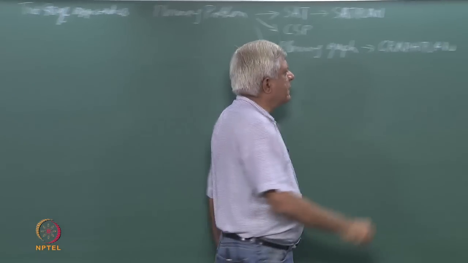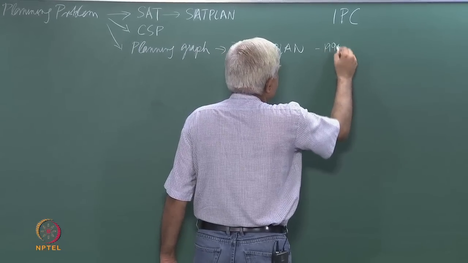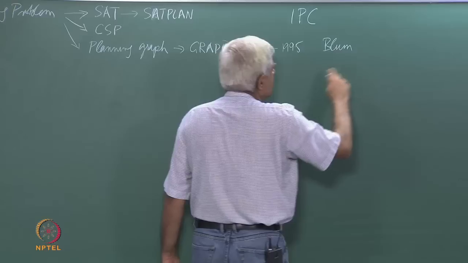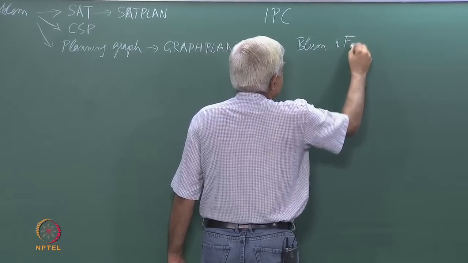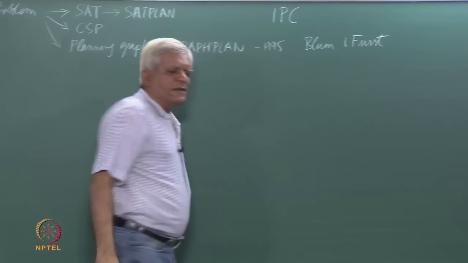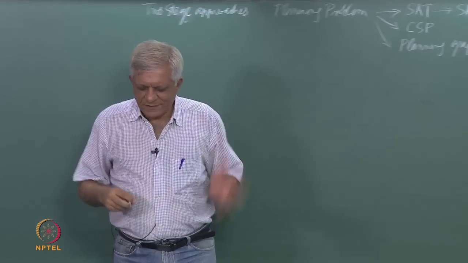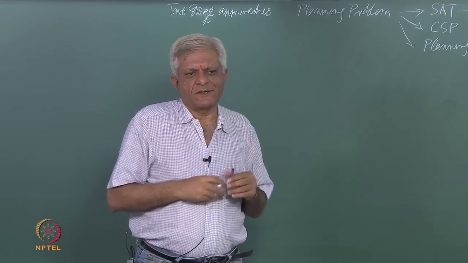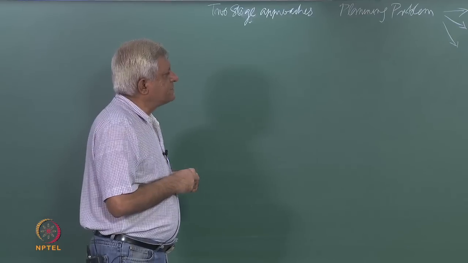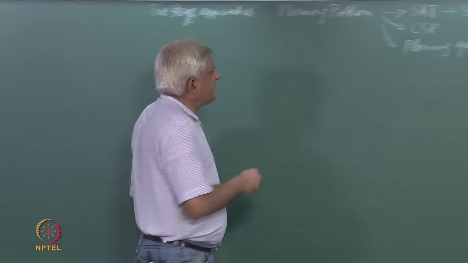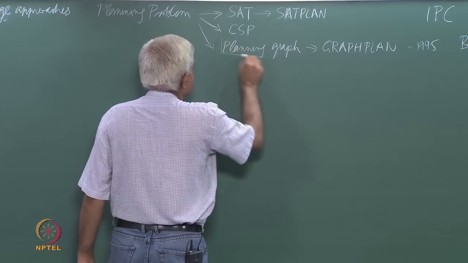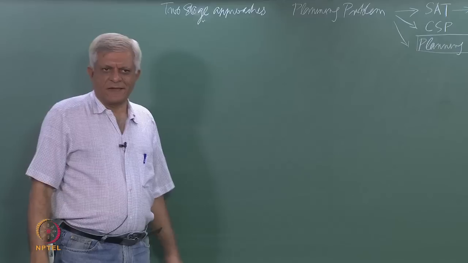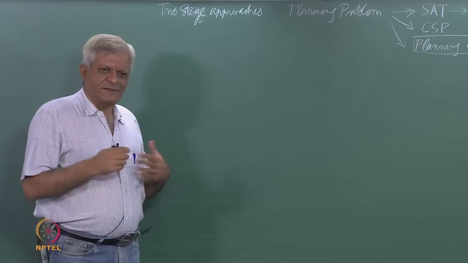It was given in 1995 by 2 researchers called Blum, who is now at CMU I think, and First. So, fairly recent in contrast to the other algorithms that we have seen, all those algorithms are quite old in some sense. As I said, what this does is it constructs a structure called a planning graph and then searches in the structure for a plan.